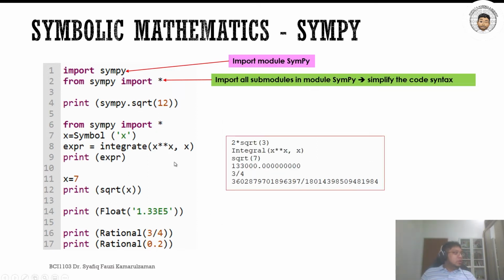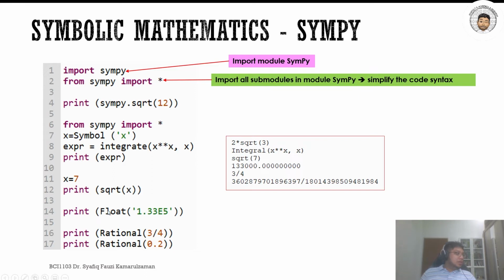Okay, so from here again we have, from SymPy, integral. So express integrate x to the power of x. Okay, so you get the expression as here. So this is a part of the equation as well. You can see clearly here. So you have float also.